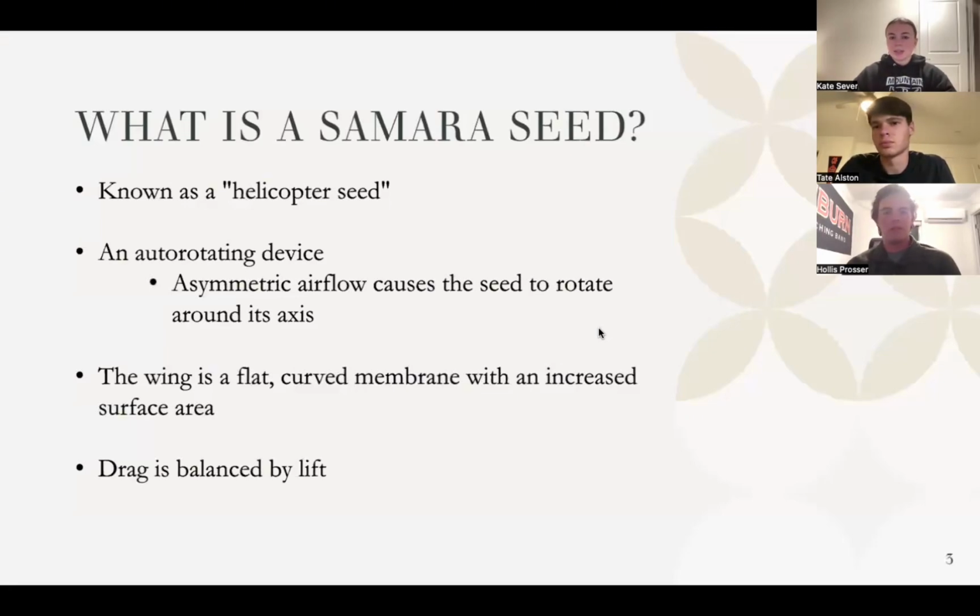Starting off with our introduction on what is a Samara seed. A Samara seed is known as a helicopter seed because it is an auto-rotating device. This means that asymmetric airflow causes the seed to rotate around its own axis. The wing itself is a flat and thin curved membrane with an increased surface area. Later in our data, you'll see that this increased surface area actually aids in lift generation. Another important thing about Samara seeds is that their drag is balanced by lift. So that allows these seeds to travel long distances over long periods of time.